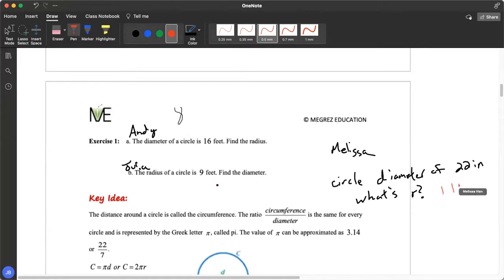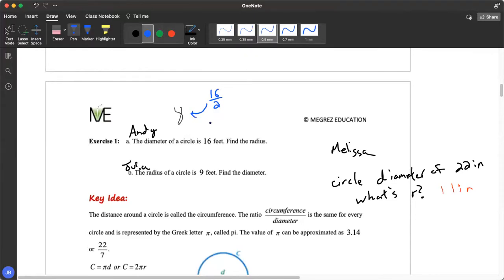Perfect. All right. So, Andy, do you want to walk us through yours? How did you end up getting 8? What did you end up doing? 16 divided by 2 equals 8. Perfect. So we saw that the diameter is 16. So to get the radius, we divide it by 2. 16 divided by 2 is 8.